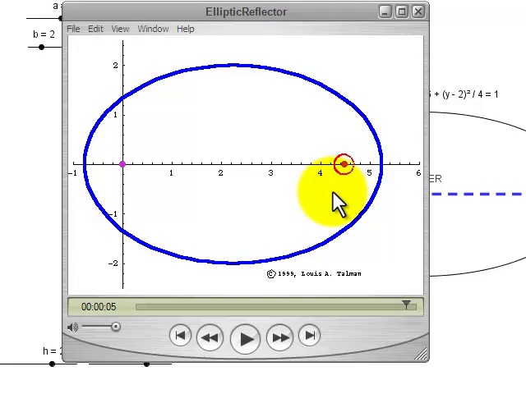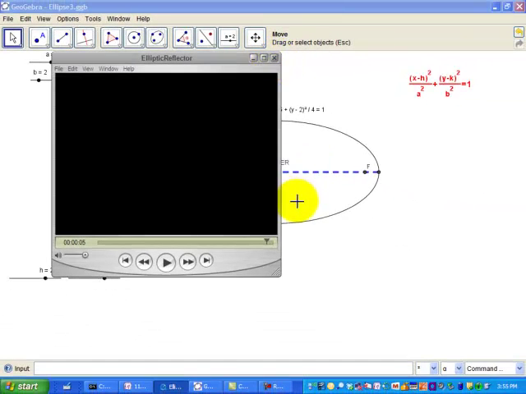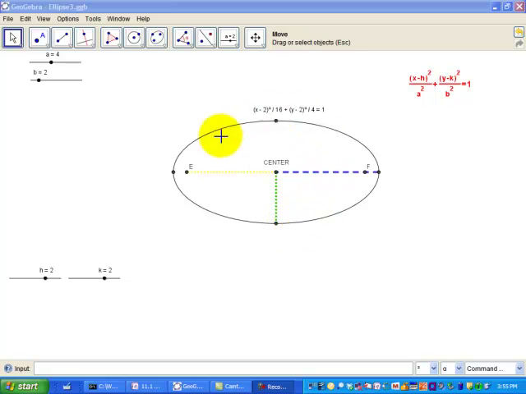Again, search on YouTube, look for whispering galleries, find some videos of it. It's very creepy, weird what you're going to find out. All right, I'm going to put that away, and I'm going to continue discussing some things about this ellipse right here.